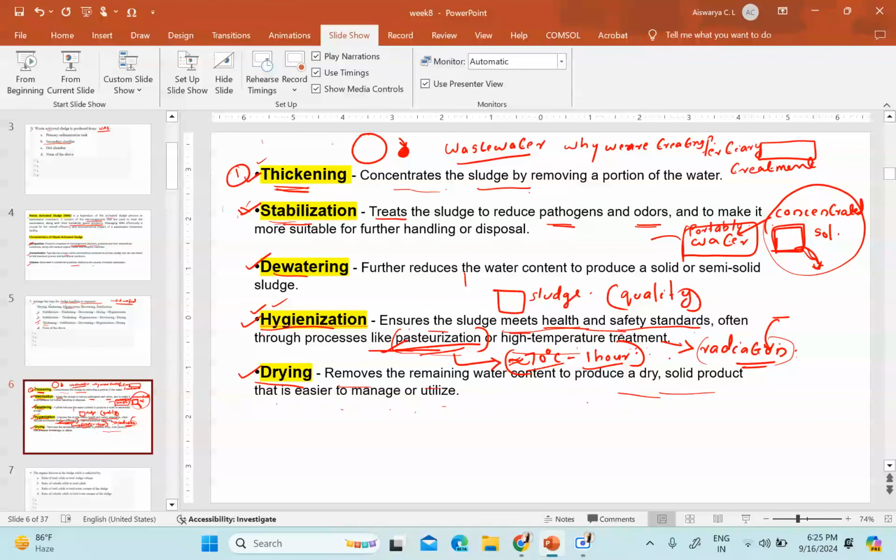So see, here thickening means it is initially starting with the thickening process. For the thickening, there are different mechanical thickeners that come in the further slides. So that will remove a part of water. Then it comes to the dewatering. So dewatering has some other equipment which will again squeeze out the water.